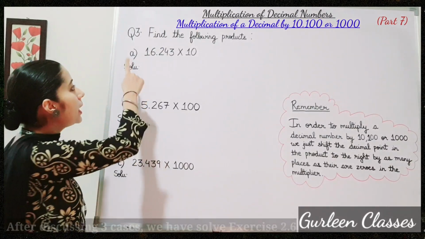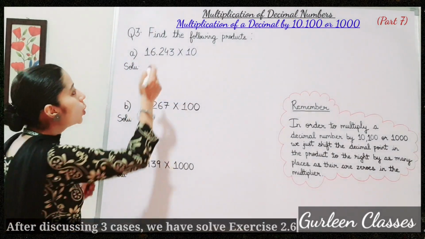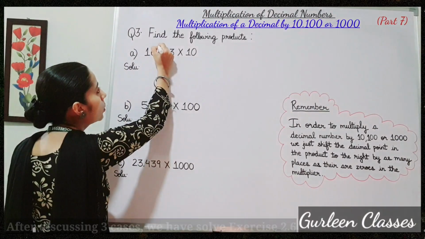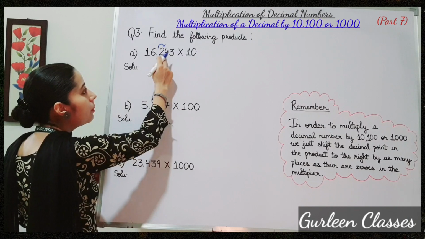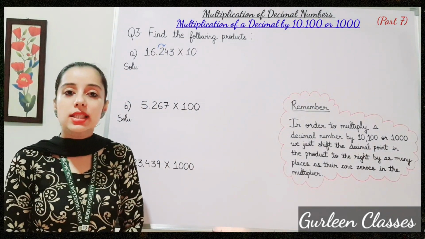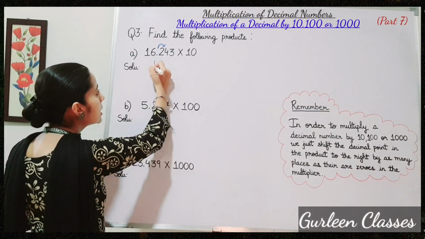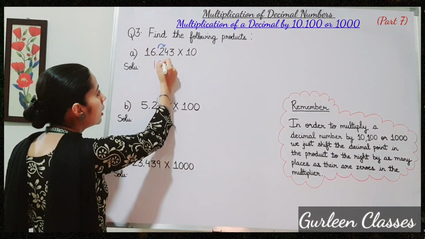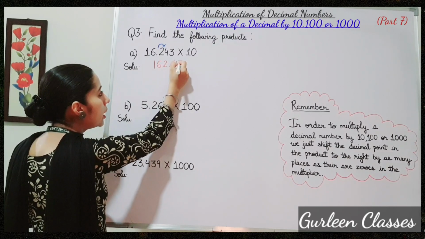So for example, in A, there is only one zero. So what will you do? You will shift the decimal point to the right by one place. So now the decimal point will be between 2 and 4, because in 10 there is only one zero. So your answer will be 162.43.